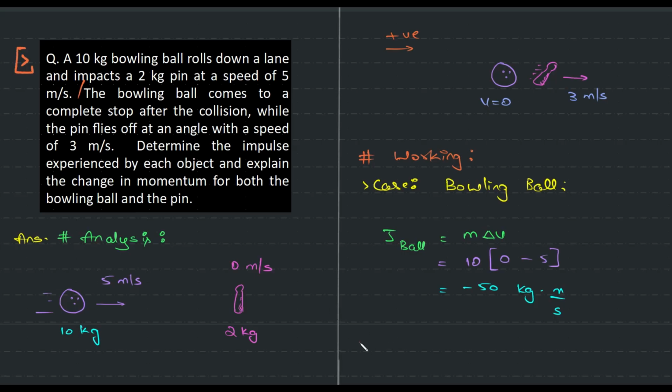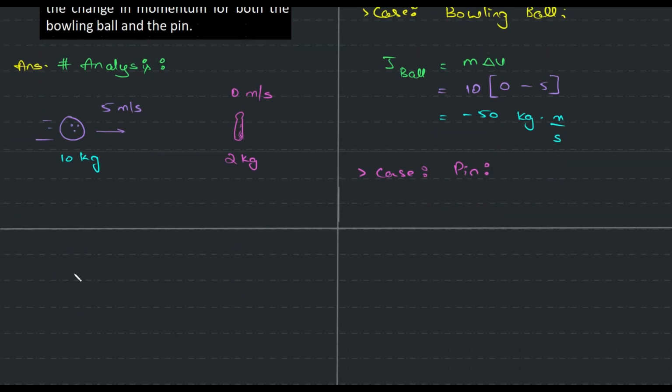Now, when it comes to the pin, what are we looking at? The impulse of the pin is equal to mass times, again, change in velocity. Mass is 2 kg. It was at 0, it started moving at 3. Whichever direction it is moving, that direction is positive, so it's 6 kg meter per second. It's actually to the right.